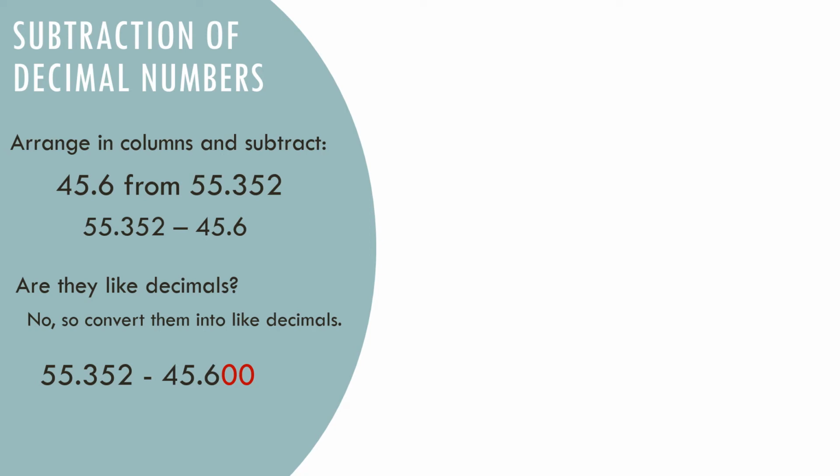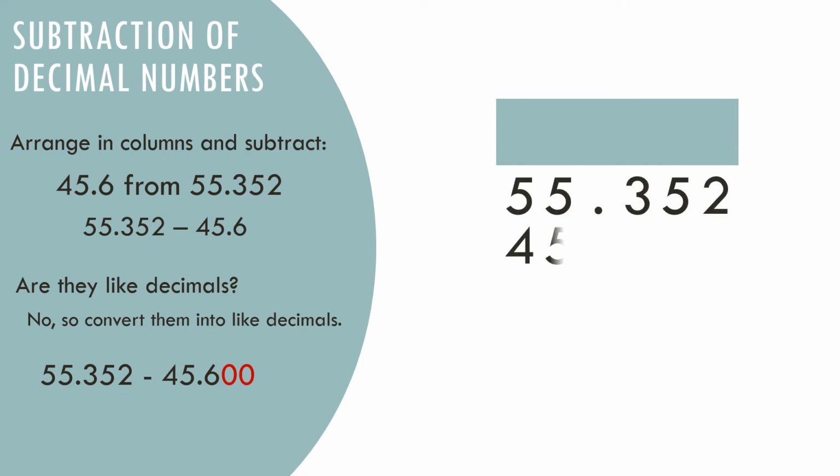That is 45.600. Let's start subtraction. First make a carry-on box. Then arrange 55.352 and 45.600 in the place value columns. Now we draw a line so our answer can go below it, and we write a minus sign on the left to show that we are doing subtraction.